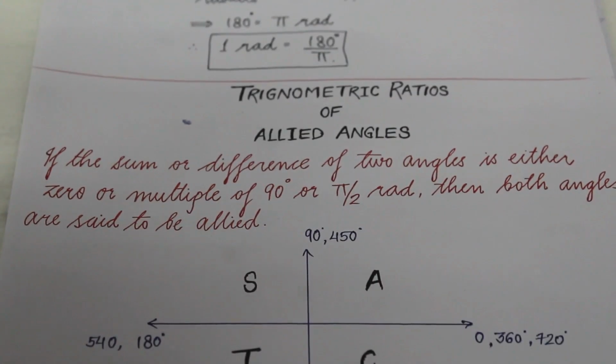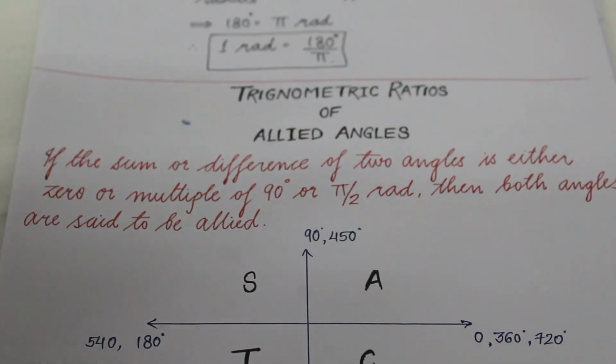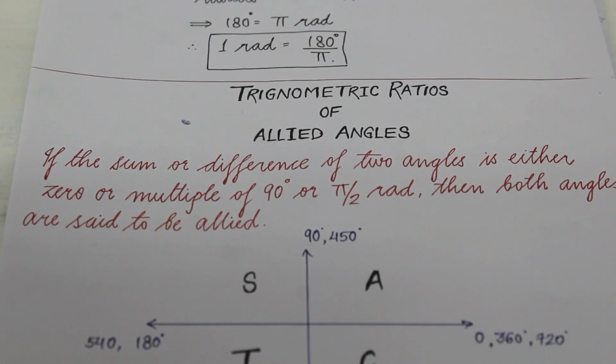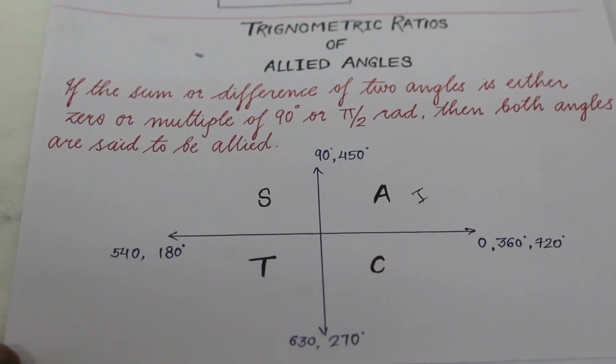Both angles are said to be allied means, let's say there are two angles, 40 and 50. Then both of them are allied angles because their sum is 90 degree. Now moving on, how to find out angles which are other than 0 degree, 30 degree, 45 degree, 60 degree and 90 degree. For this we'll use the quadrant system.